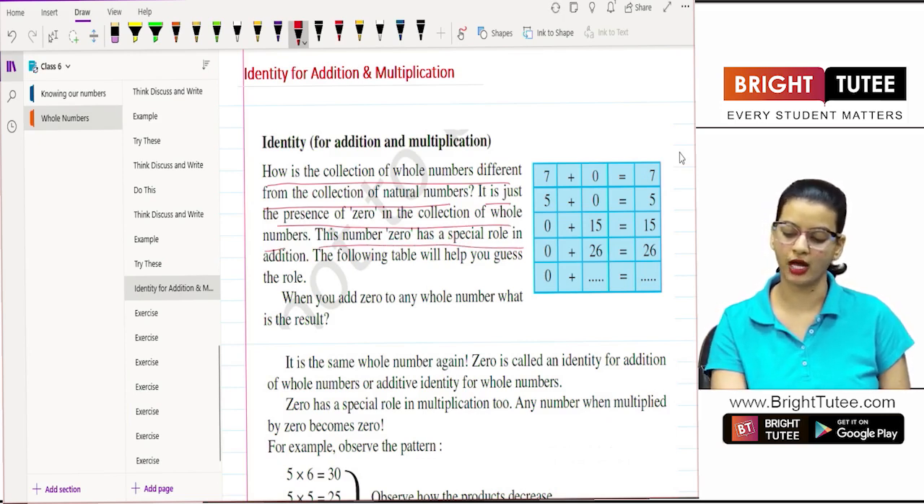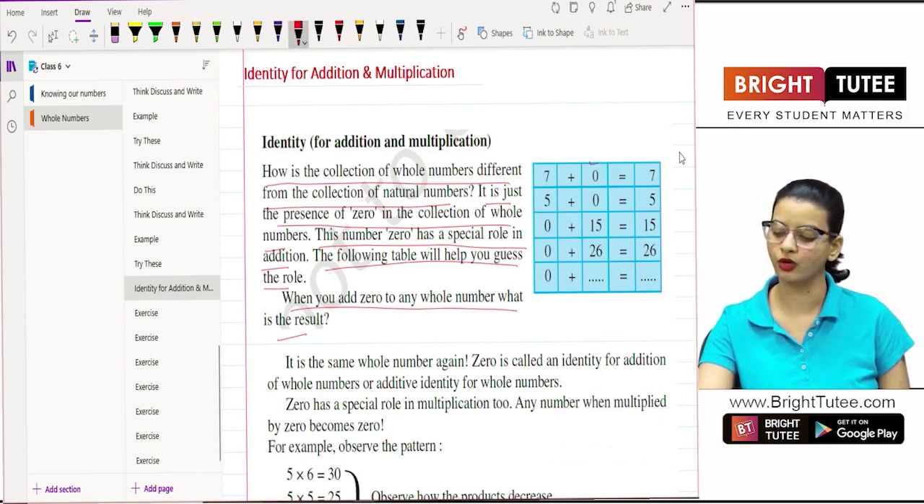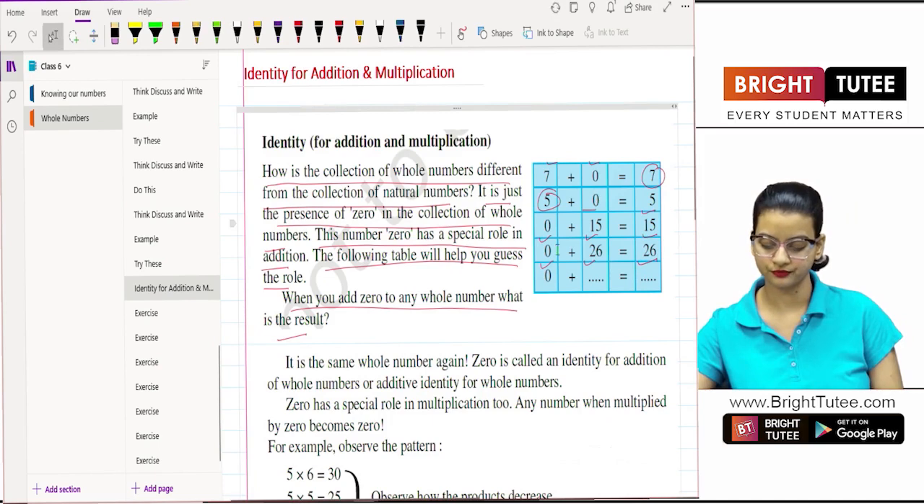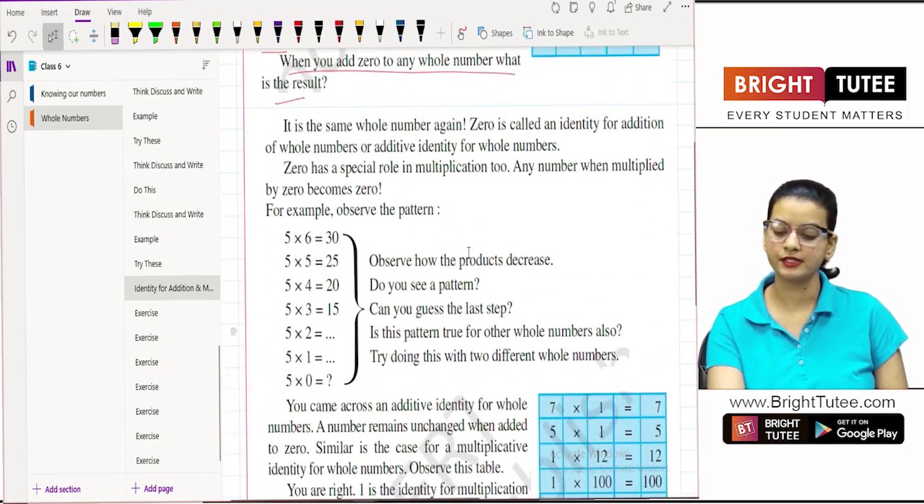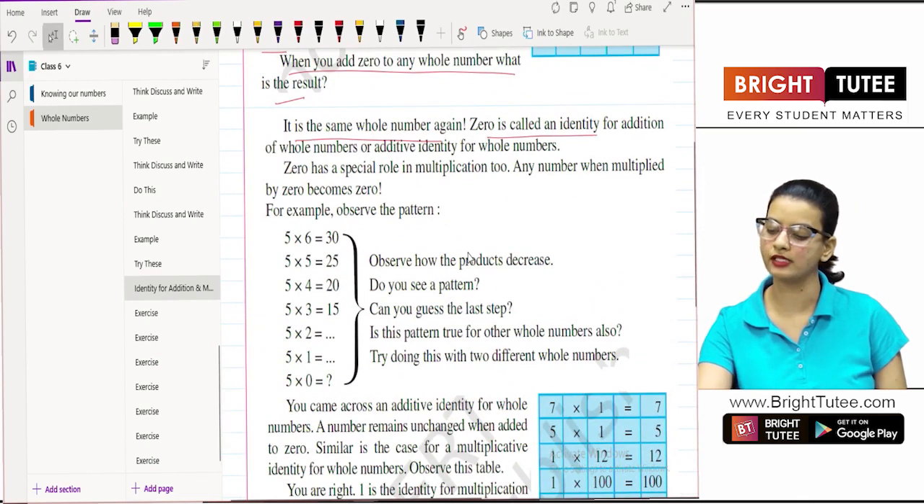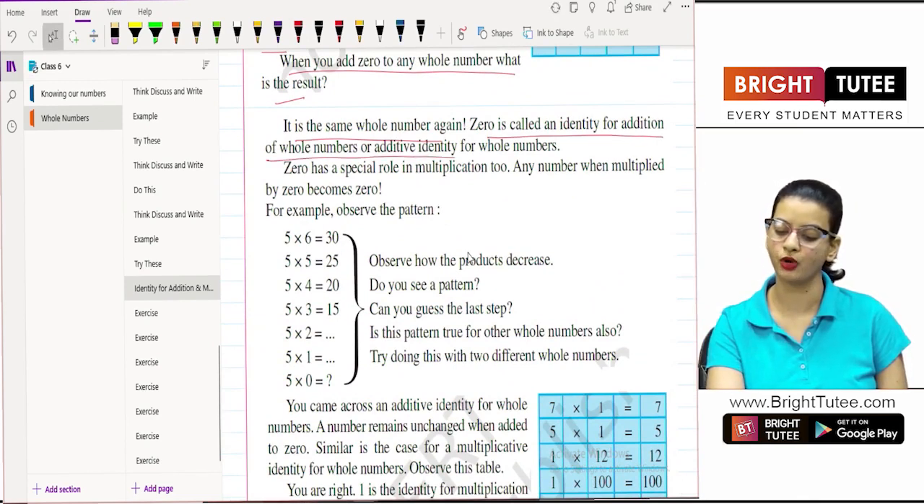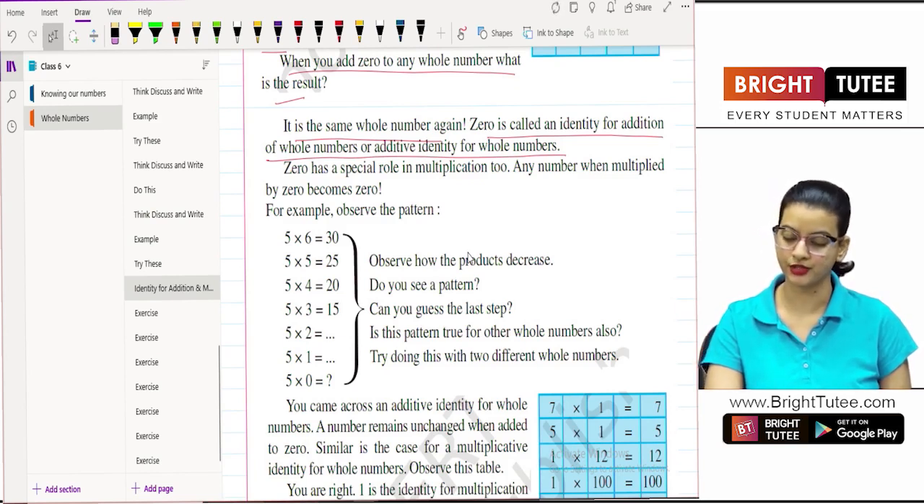Now this number 0 has a special role in addition. The following table will help you guess the role. When you add 0 to any whole number, what is the result? The result is the number itself. Like 5 plus 0, you are getting the number itself. 0 plus 15, you are getting the number itself. 0 plus 26, you are getting the number itself, and so on. It is the same whole number again. So 0 is called an identity for addition of whole numbers, or additive identity for whole numbers.